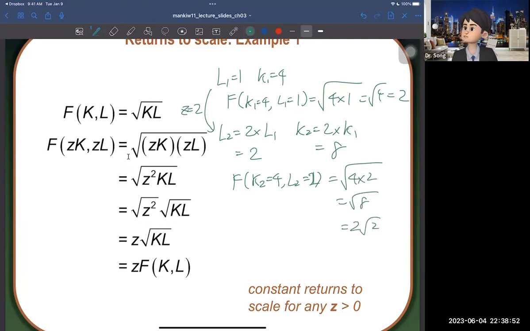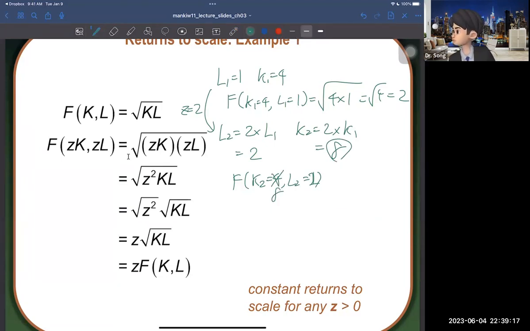What do you see? You double the input, but then output is, what happened? It's less than double, right? No, give me 1 second. I think that I made a mistake. So L1 equals 2. Oh yeah, so here, K2 equals 8, right? So K2 equals 8, but somehow I put the 4, so here. Sorry about that, so let me fix it.